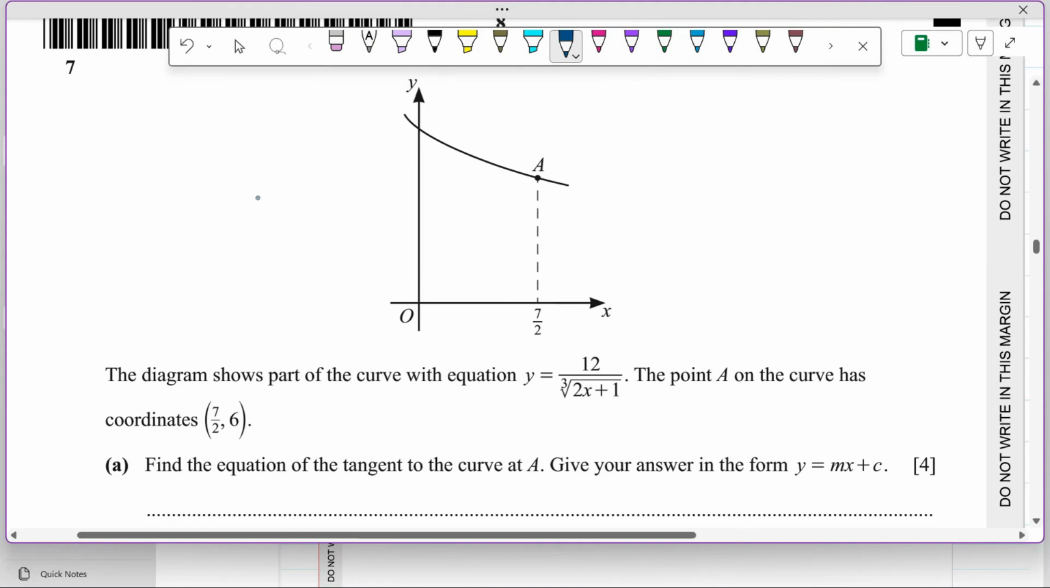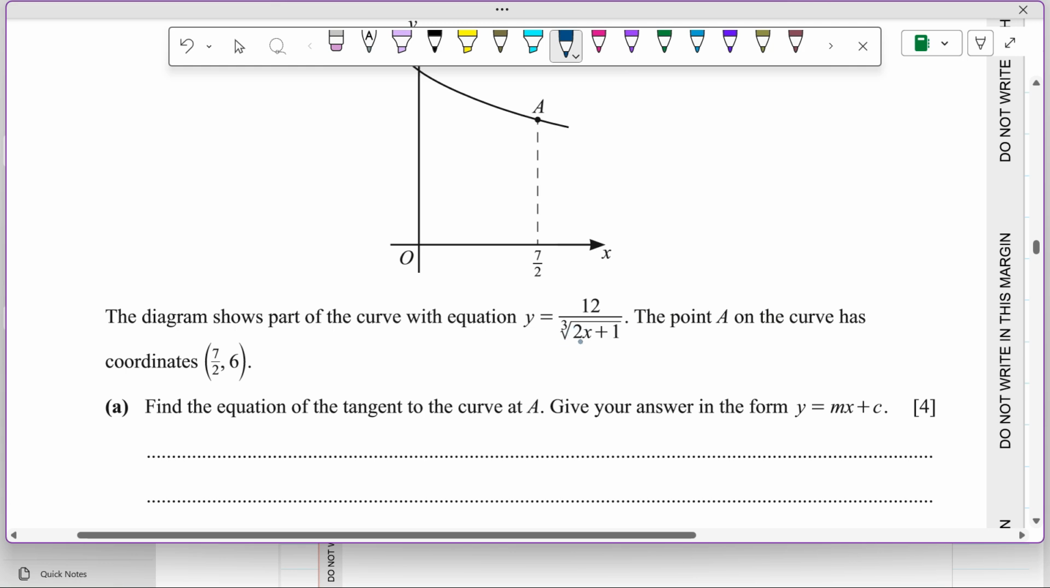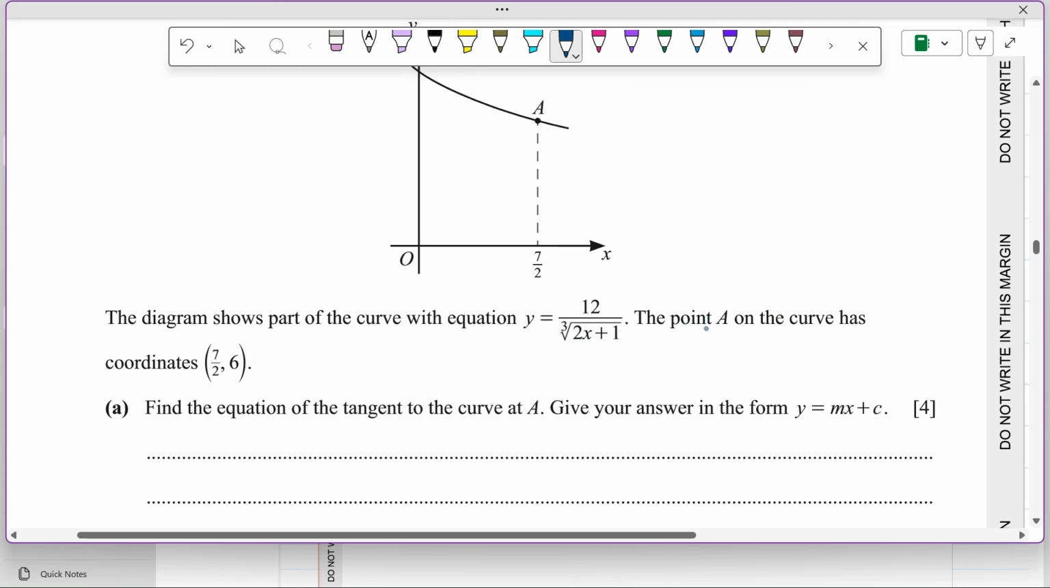Question number 7. The diagram shows part of the curve with equation y is equal to 12 over the cube root of 2x plus 1. The point A on the curve has the coordinates (7/2, 6). Find the equation of the tangent to the curve at A. Give your answer in the form y = mx + b.